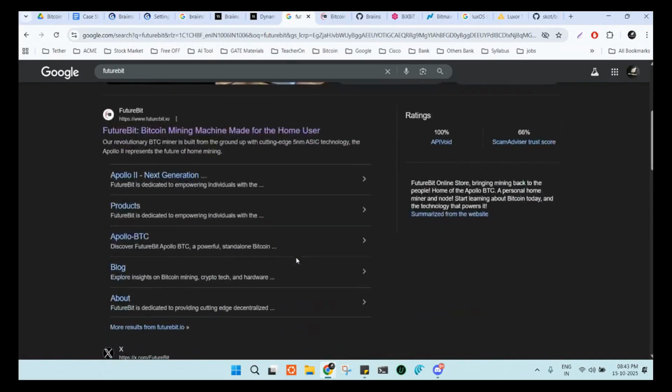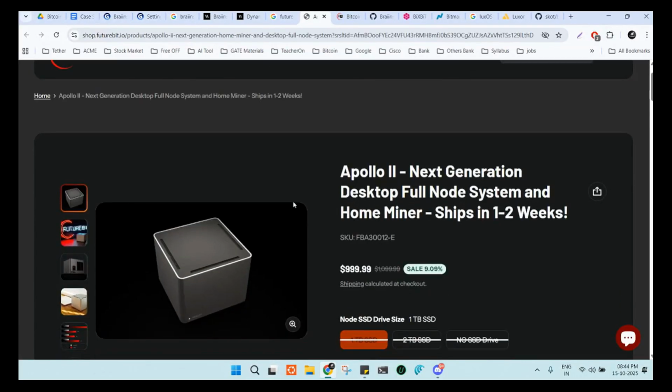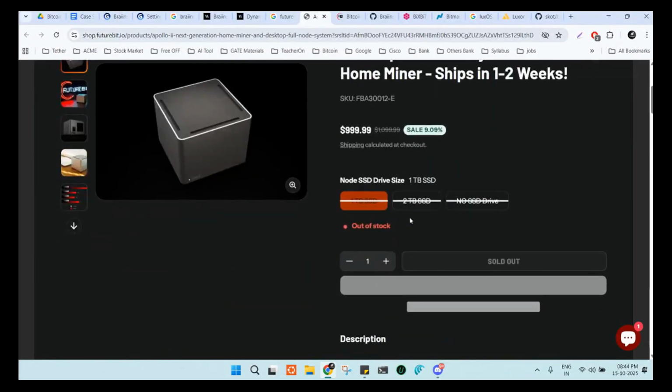If I'm not wrong, $400, $500. Let me see. This is, yeah, because this is a full node system along with the home miner. So it means you will be running the full Bitcoin node along with the miner itself, okay?